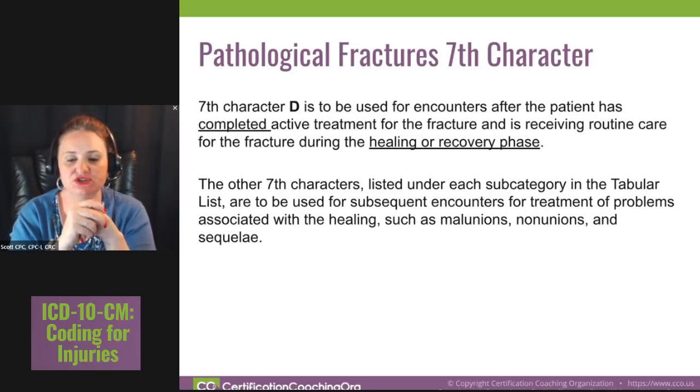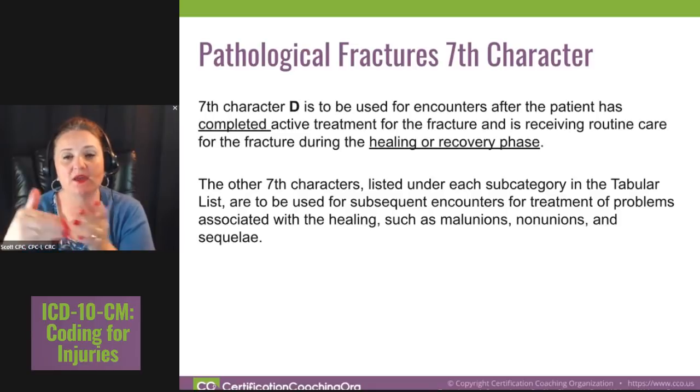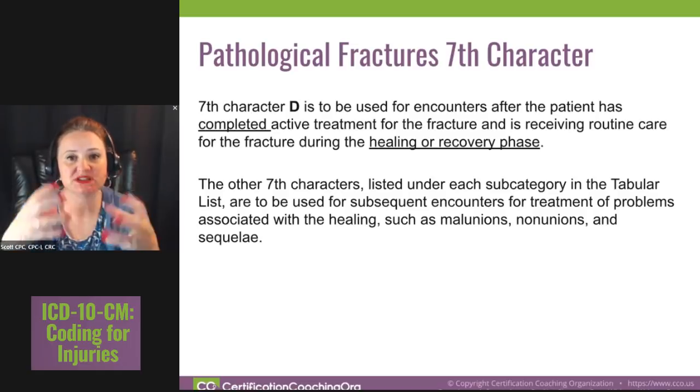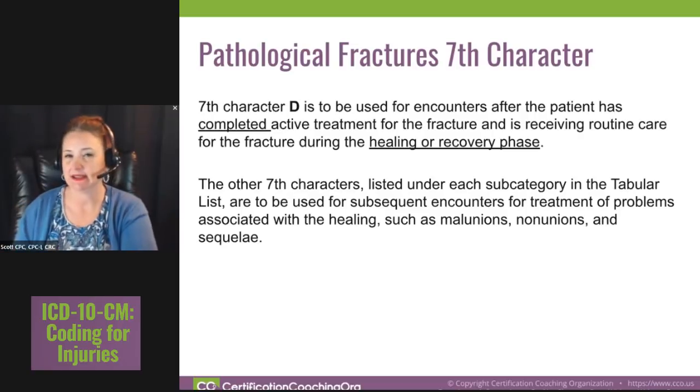Okay, so is it still a healing or recovery phase? No, it's not. So we're still in the initial active treatment because we're getting an MRI, and then we're going to have a procedure done on that wrist probably to put pins in. We're still in active treatment. The treatment isn't done, and we're not just waiting for the patient to heal. You see what I mean?